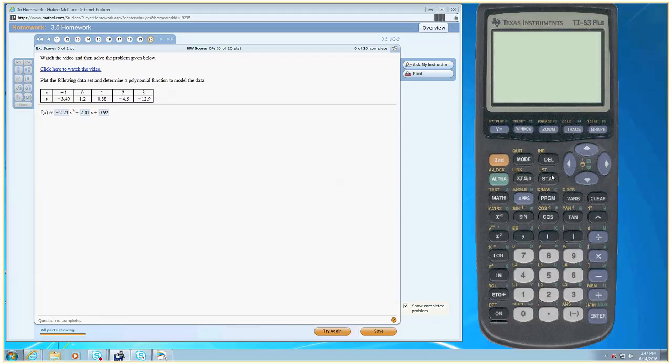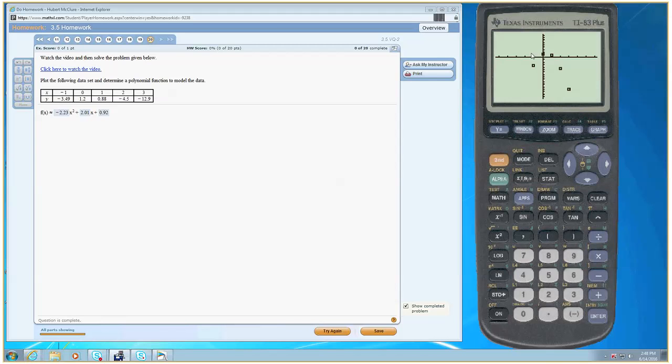You go to Stat, Edit, Enter, and type in these values: -1, -3.9; 0, 1.2; 1, 0.88; 2, -0.45; and 3, -12.9. And if you want to see a graph of it, you go to second, y equals, and enter again, and graph, and there's your graph.